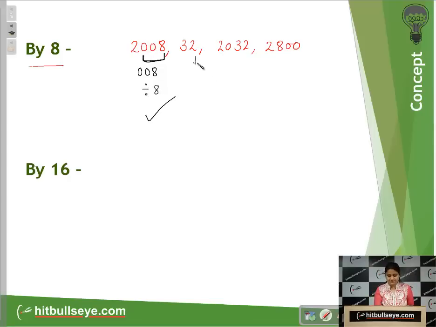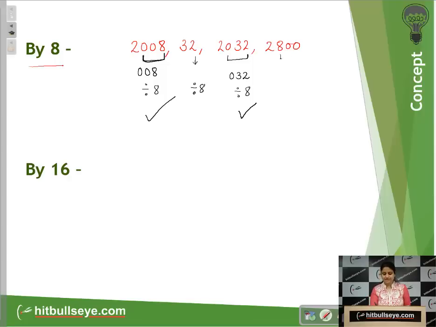Now come to the next thing. That is an easy one, 32 is exactly divisible by 8. 8 into 4 is 32. Now come to the next number. Since the number is ending in 032 and 32 we know that is divisible by 8. That's why once again this number is divisible by 8.